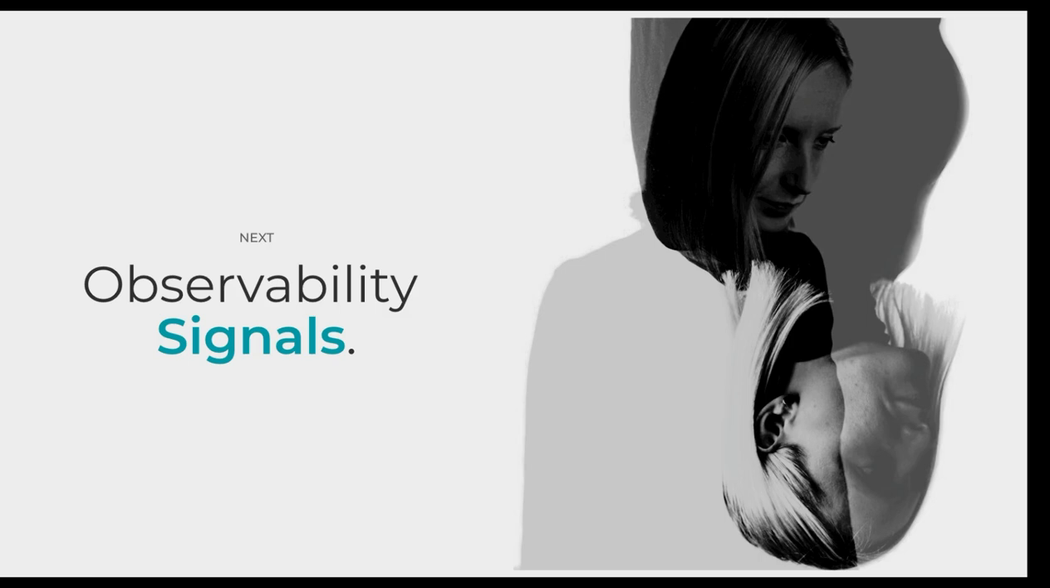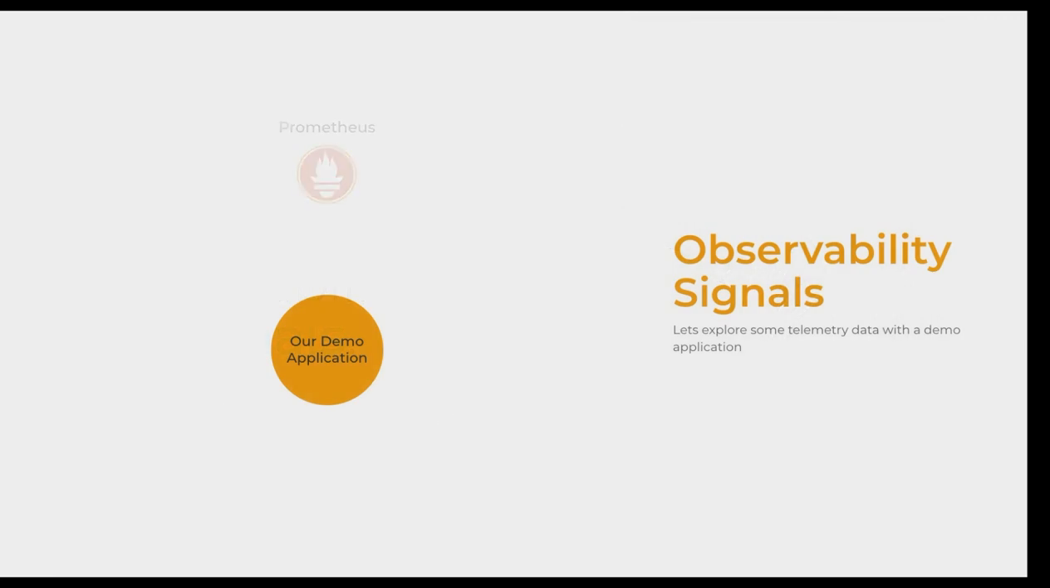In this section, we'll dive into the specifics of metrics, traces, and logs, and how this works in practice. Now we'll be exploring this telemetry data using some available open source tools, and these tools include Prometheus, Jaeger, and Grafana. Now if you don't know what these tools are, don't worry, since these tools are not a prerequisite for following along in this course.